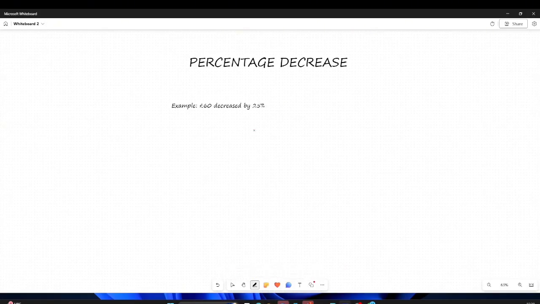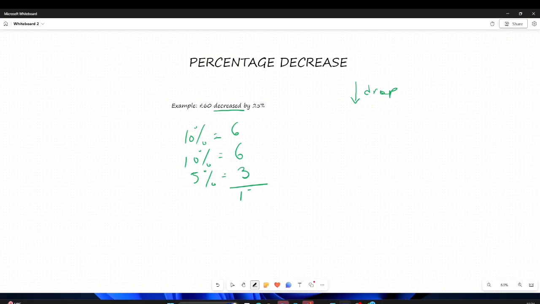All right. On the other hand, a price can either increase or decrease. If a price is decreased, it means there's been a drop in price, and this time around you are going to pay less than the original amount. So £60 decreased by 25%. First of all, you want to find 10%. You find another 10%, and then you find 5%, which is half of 10%. Adding that together gives you your 25%, which gives you £15.